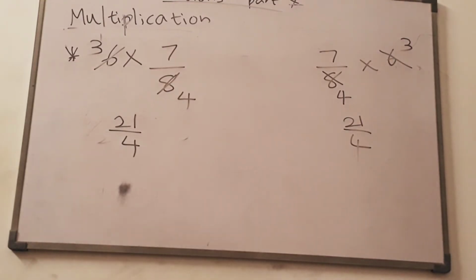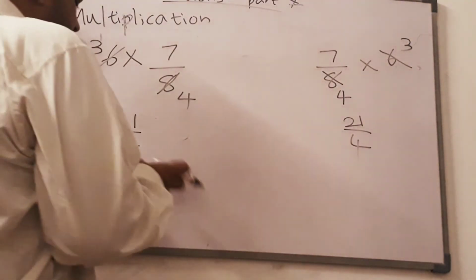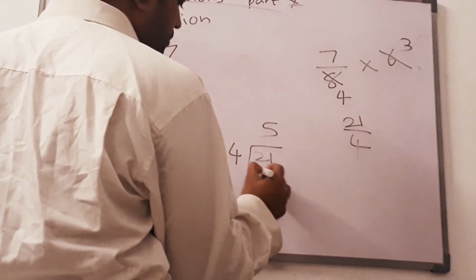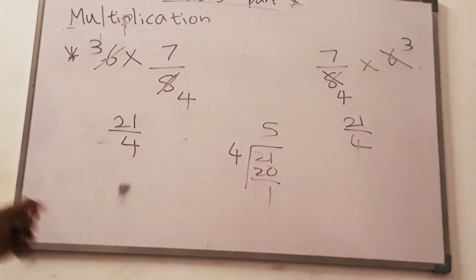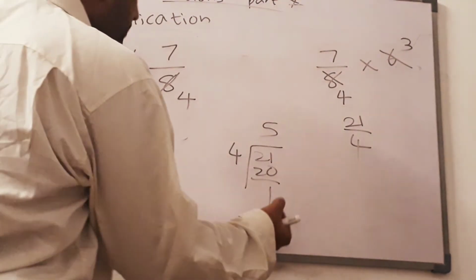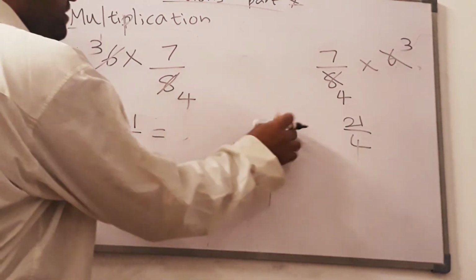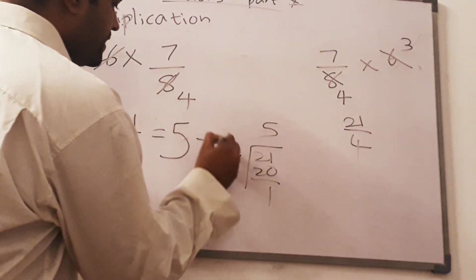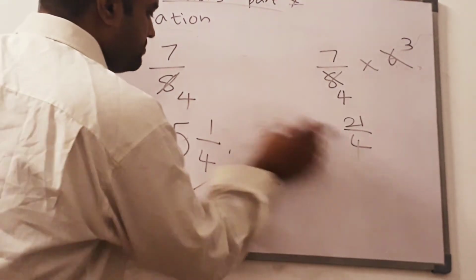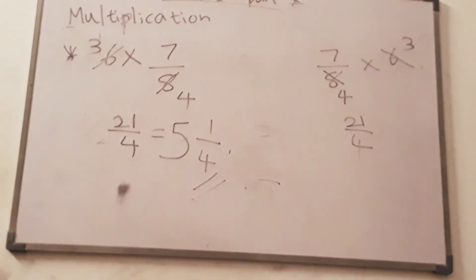Now we have to give this as a mixed number because we can't keep it as an improper fraction. 21 over 4, 4 times 5, 20. So there are 5 fours in 21. 5 times 4 is 20, so there's a remainder of 1. So here the answer is: 5 is the whole number, the remainder is the numerator, 4 is the denominator. This is the final answer. Here also the same.